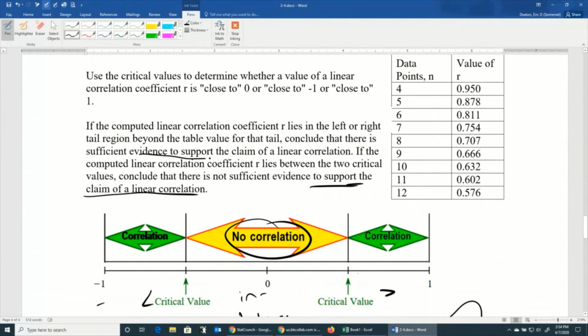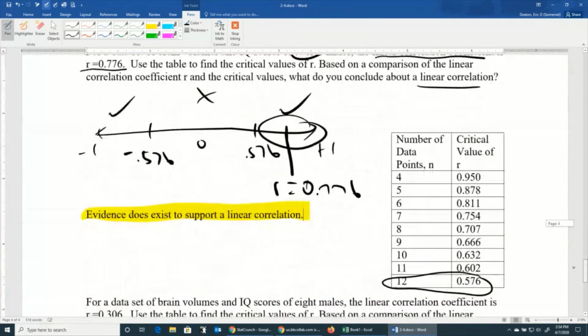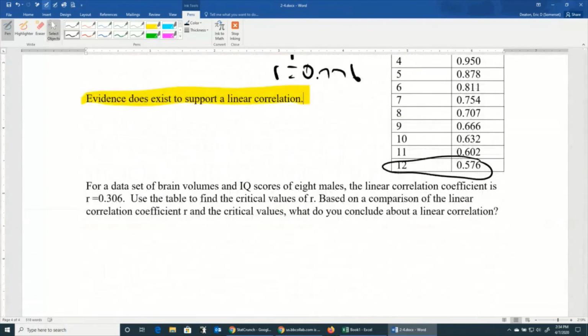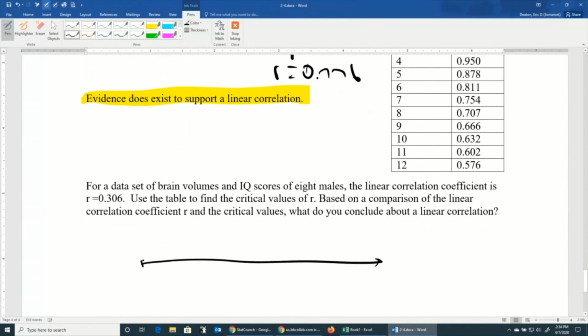So we're going to find evidence to support, or we're going to conclude that there is not sufficient evidence. So let's look at this example, and I'm going to use the same chart because it's a standard chart. Going to draw my little picture. I better use those endpoints, 1 and -1, as high as we can go with the R value. And so 8 males, that means I'm going to use this. I'm going to mark them off here and here: 0.707 and then -0.707. And then my R is 0.306.